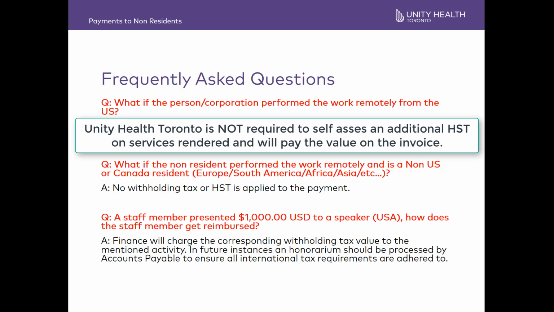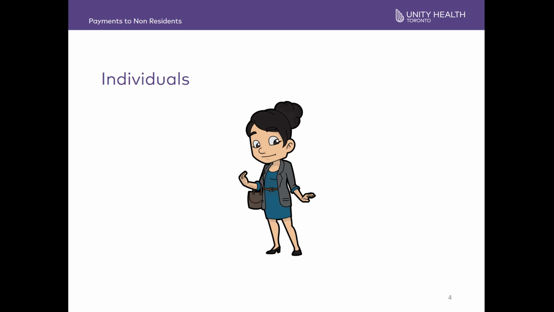Question 3. A staff member presented $1,000 USD to a speaker who is also a US resident. How does the staff member get reimbursed? Finance will charge the corresponding withholding tax value to the mentioned activity. In future instances, an honorarium or payment for services should be processed by accounts payable to ensure all international tax requirements are adhered to. We will now go over scenarios for payments to individuals who are non-residents.